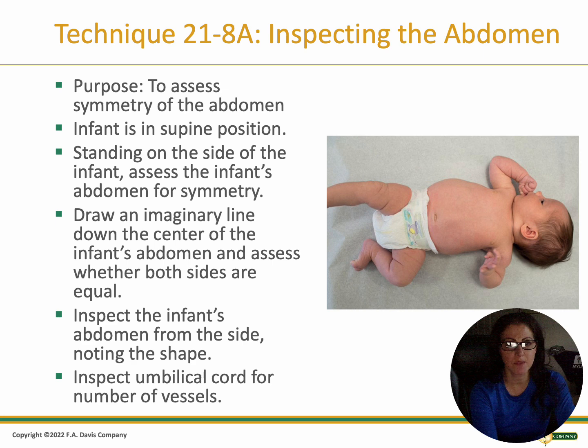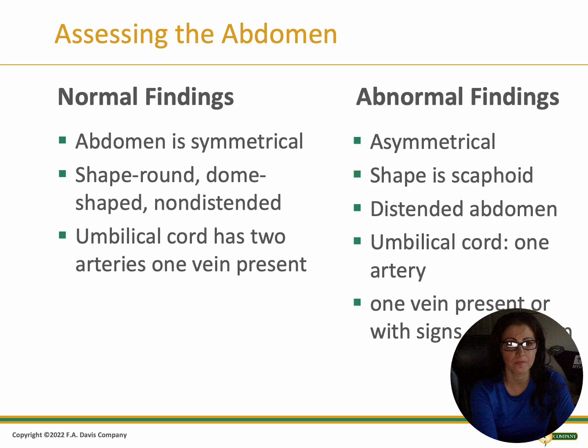We're looking at the abdomen to determine if there is any trauma. We're looking at the umbilical cord to look at the number of vessels. We're looking at the size and the shape to determine if there's any distension, and there should be no distension. The abdomen should be symmetrical, round, dome-shaped, but not distended.